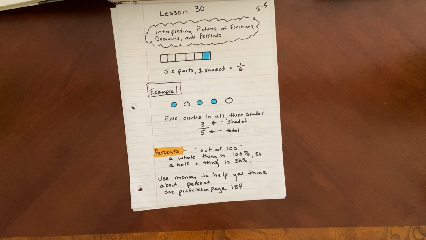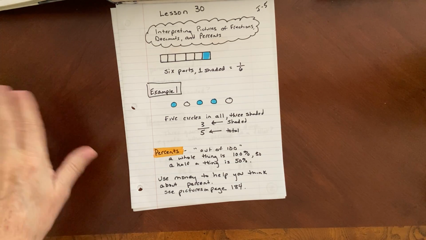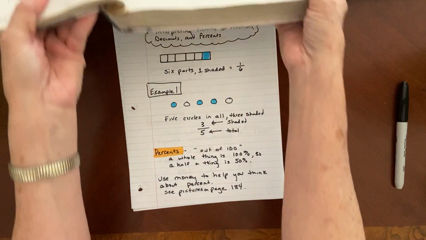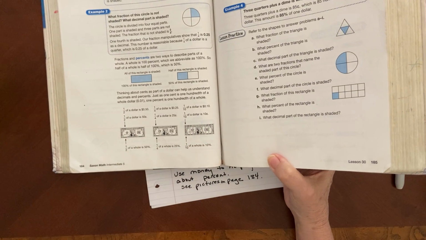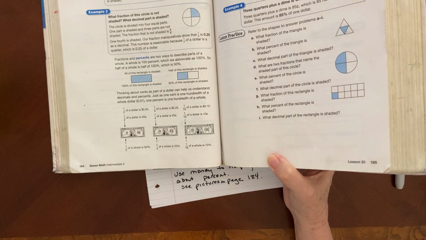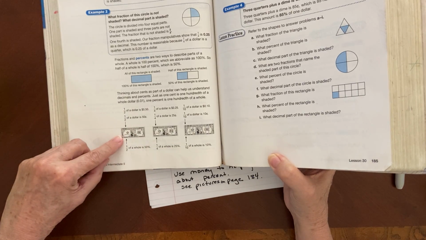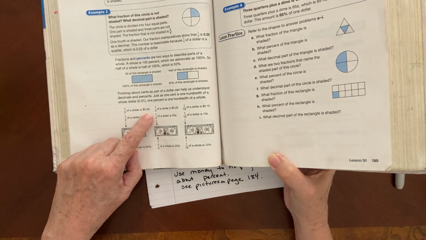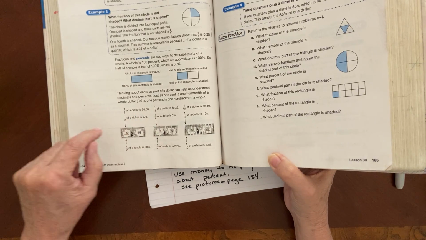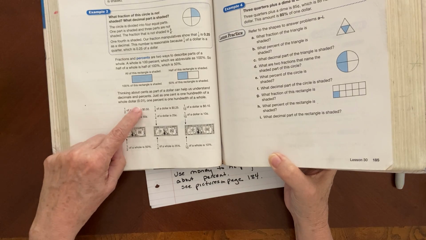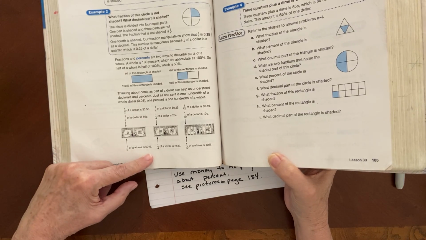You can use money to help you think about percent. So they give you some dollar bills and they cut them up, and let's take a look at that. Okay, they have $1. Remember, a dollar is 100%. So you have 100 little pennies in $1, so it's 100%. Half of $1 is 50 cents. It can be written as 0.50. So you can write it either way, 50 cents, or 50%.